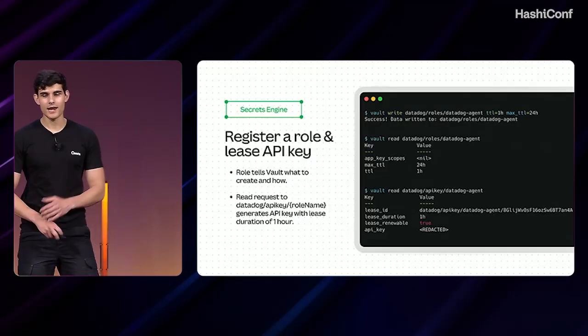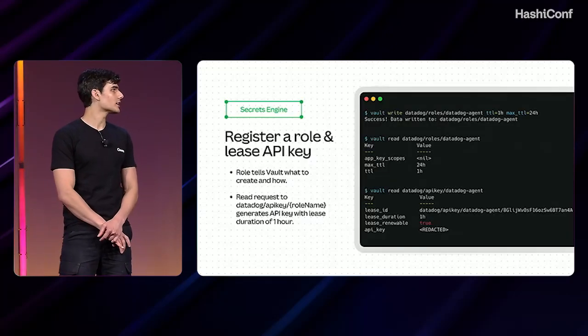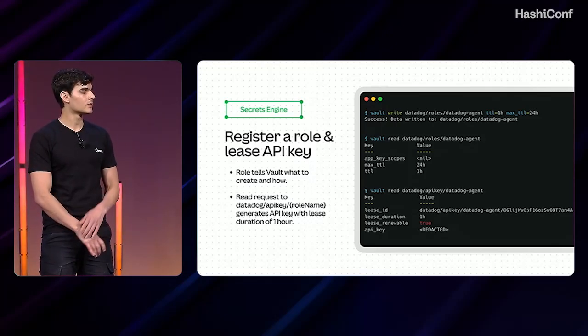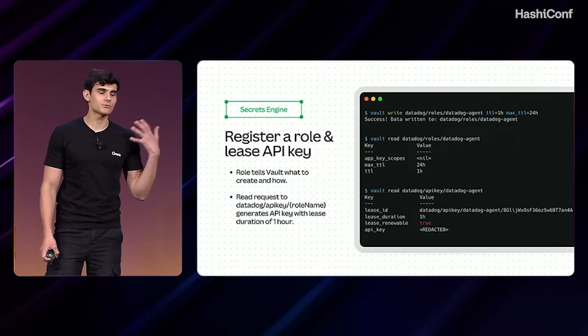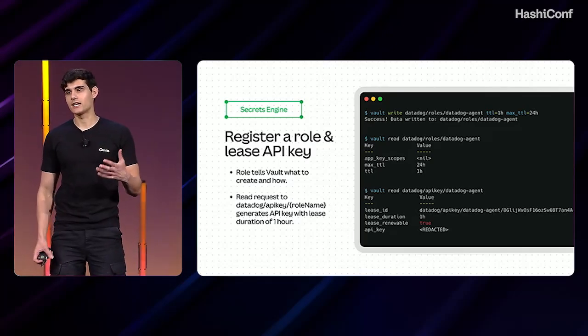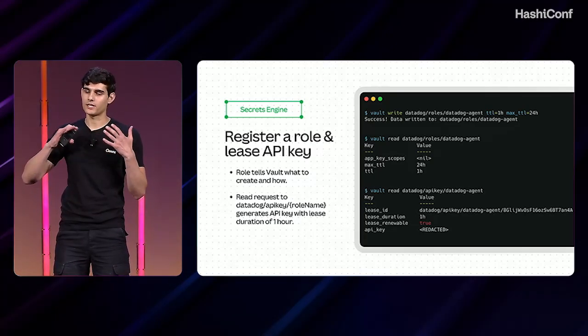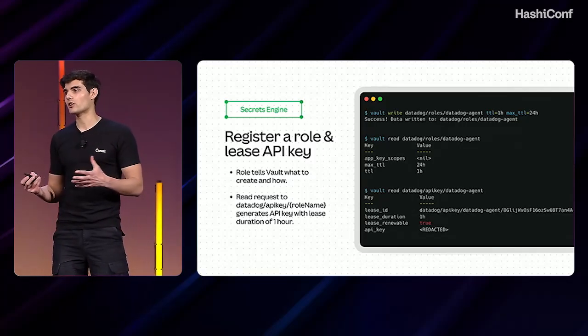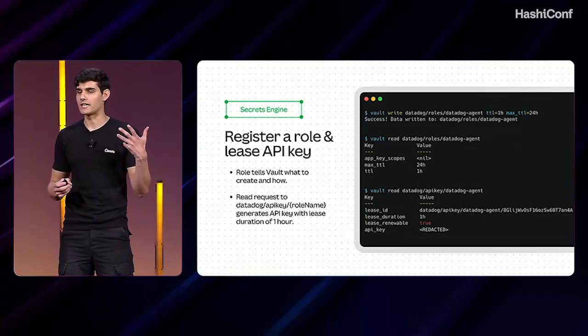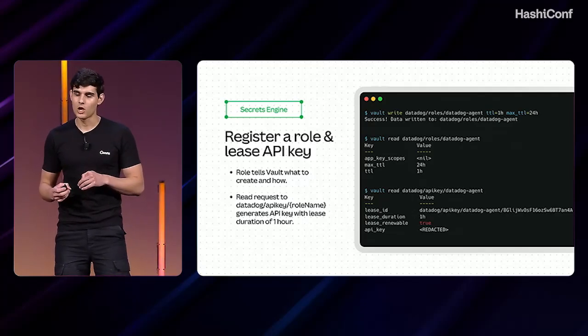In order to generate an API key, we need to first register a role with the plugin. Roles essentially tell Vault what to create and how. As we're creating bare API keys here, which only allow the bearer to push metrics to Datadog, the only configuration that we need to give to Vault is a TTL and a max TTL.